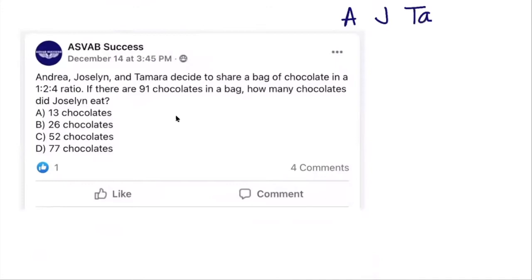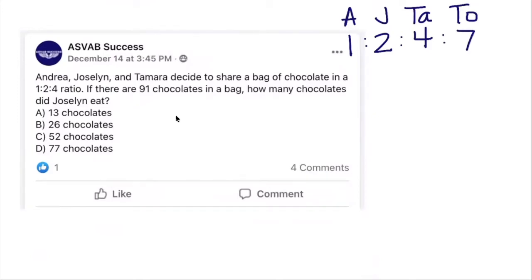In a 1:2:4 ratio. This is part to part to part. Why is it part to part to part? It's part to part to part because Andrea eats a part, Jocelyn eats a part, Tamara eats a part. So we need to add these up to find the whole. I'm going to call that TO for total. 1 plus 2 is 3, plus 4 is 7, and that is our total.